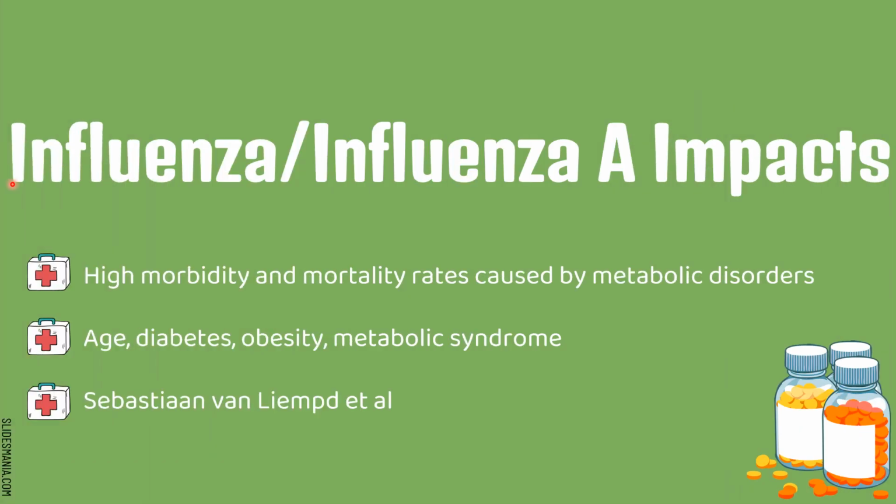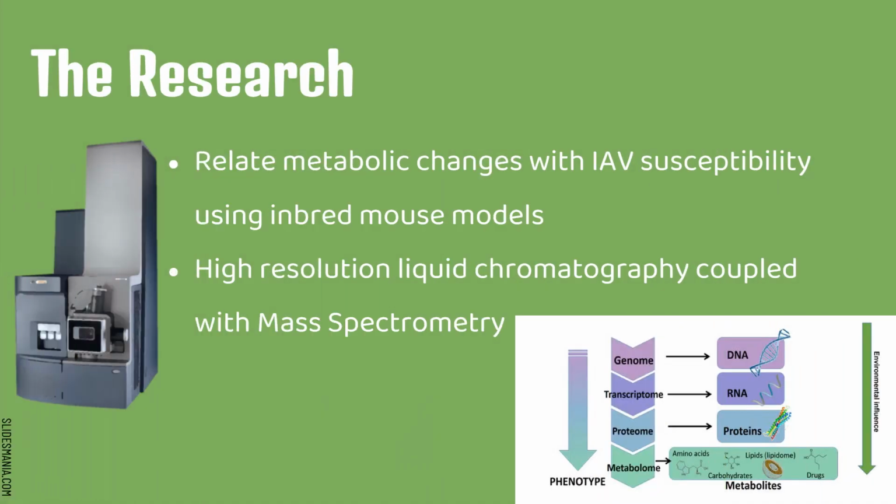Given this, influenza A has a high morbidity and mortality rate that are caused by metabolic disorders, age, diabetes, obesity, and metabolic syndrome. The impacts of influenza A are just one of the things that Sebastian van Liempd et al. explored, except one small thing is different. What exactly is this research paper doing?